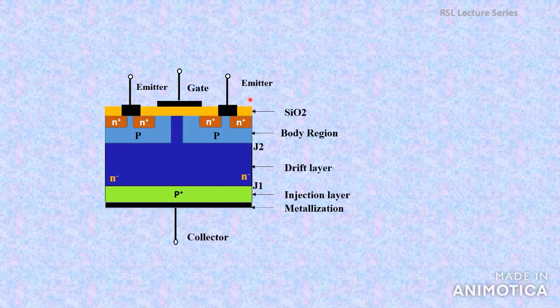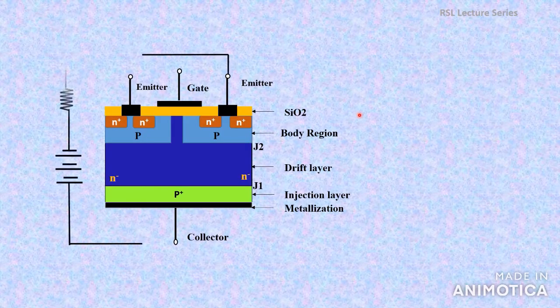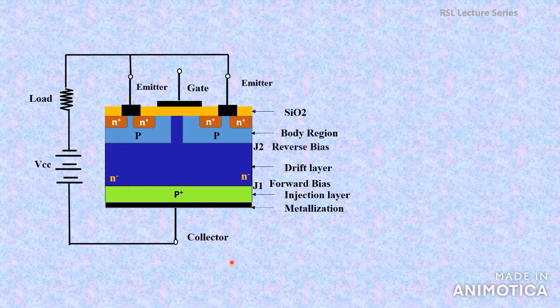Now with the gate terminal open, we are going to apply a voltage source across emitter and collector region with the collector terminal made positive with respect to emitter. Here VCC is the voltage applied across the collector and emitter. This collector terminal is connected with the P region, so junction J1 will become forward biased and junction J2 will become reverse biased. Due to the presence of one forward biased and one reverse biased junction, there will be no current flow. So the device will not get turned on.